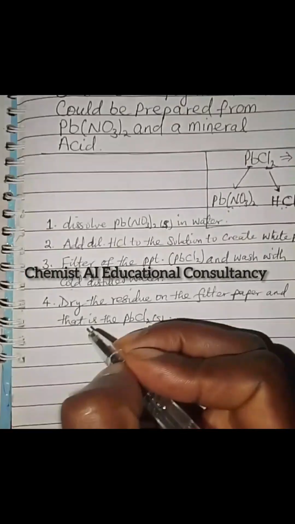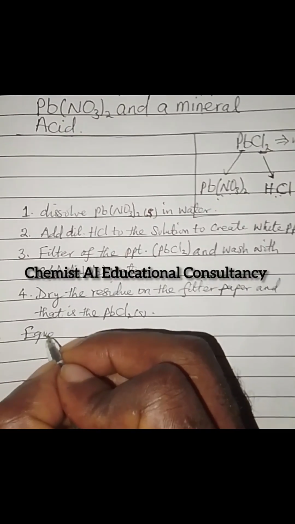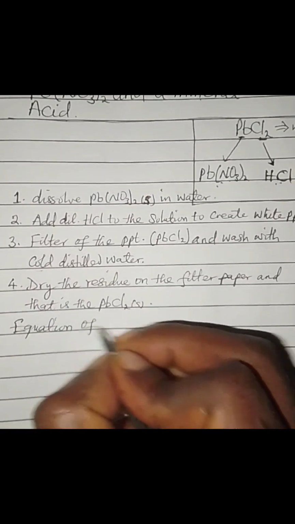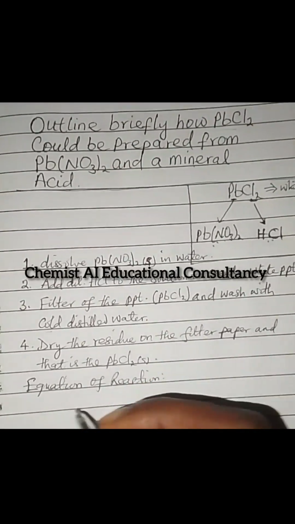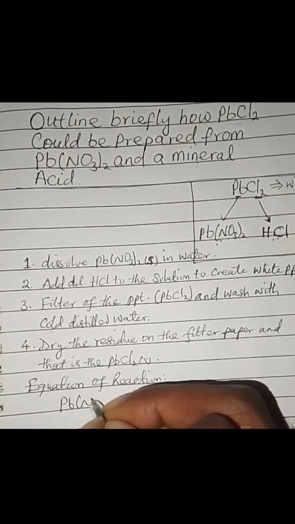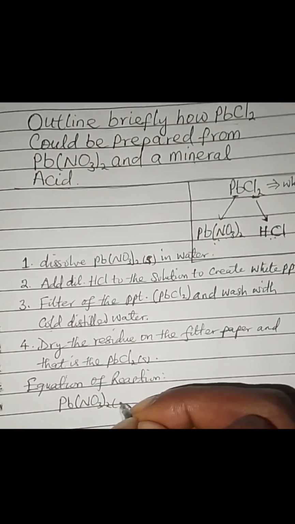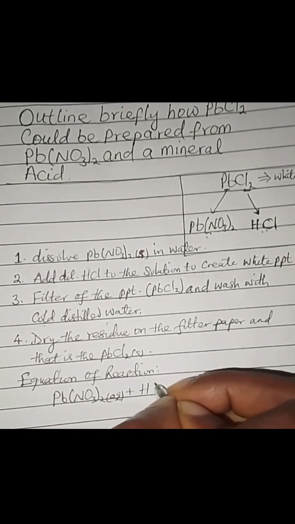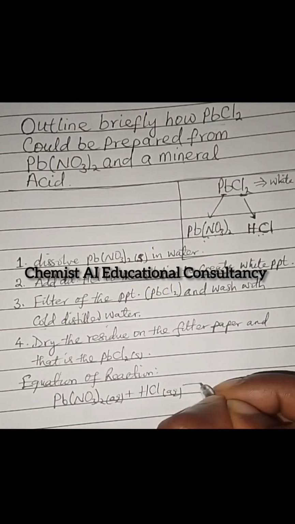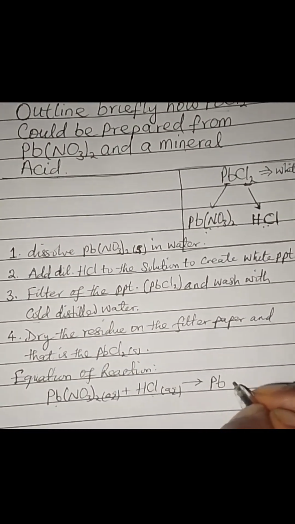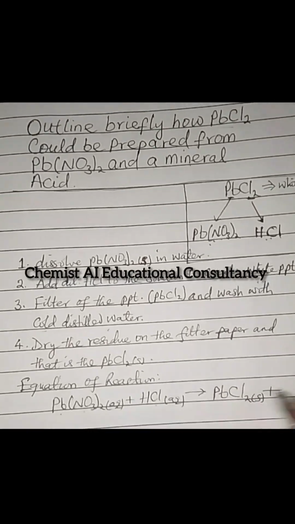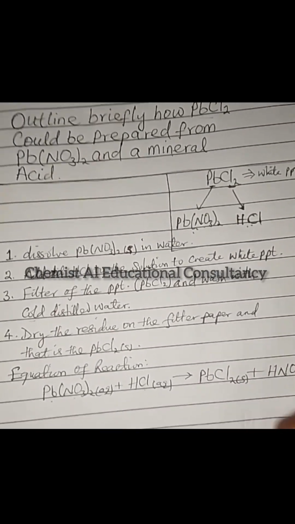And then it is good as a chemist or as a chemistry student to write the equation of reaction. The equation of reaction is as follows. Lead 2 nitrate aqueous plus hydrochloric acid aqueous. Remember, the main product is lead 2 chloride gotten from lead and chloride, which is the white precipitate, a solid, and the hydrogen from acid will combine with trioxynitrate 5 ion from the salt to form nitric acid.